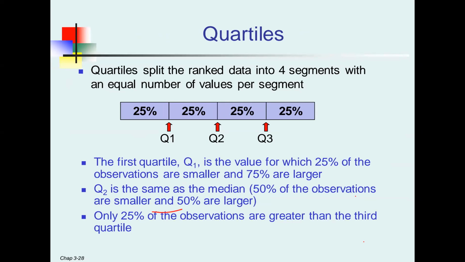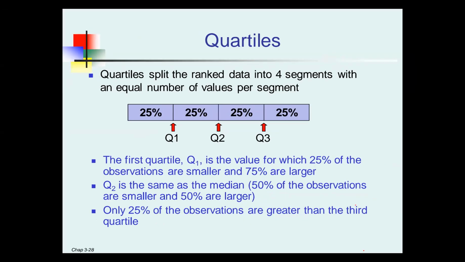Okay. Now, what about the quartiles? Okay. So the quartiles, what they do, they split the ranked data into 4 segments with an equal number of values per segment.